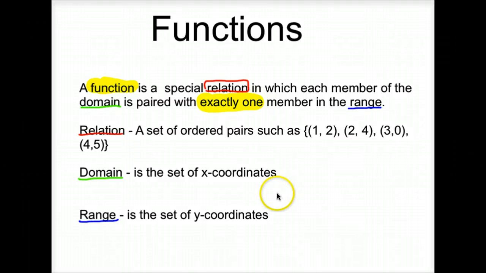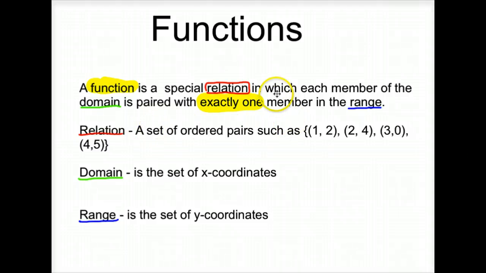In this lesson, we're going to talk about functions. A function is a special relation in which each member of the domain is paired with exactly one member of the range. So when we talk about the word relation, a relation is a set of ordered pairs, such as (1, 2), (2, 4), (3, 0), and (4, 5). All these ordered pairs, or the set of these ordered pairs, is the relation.